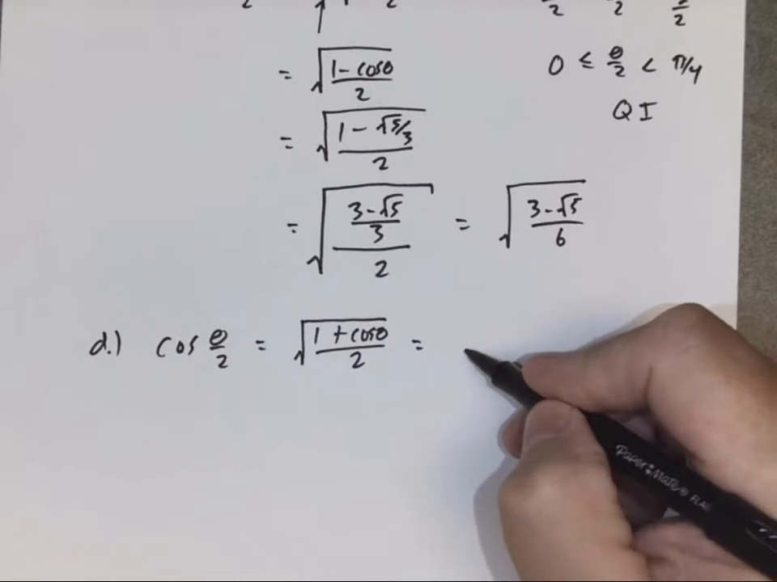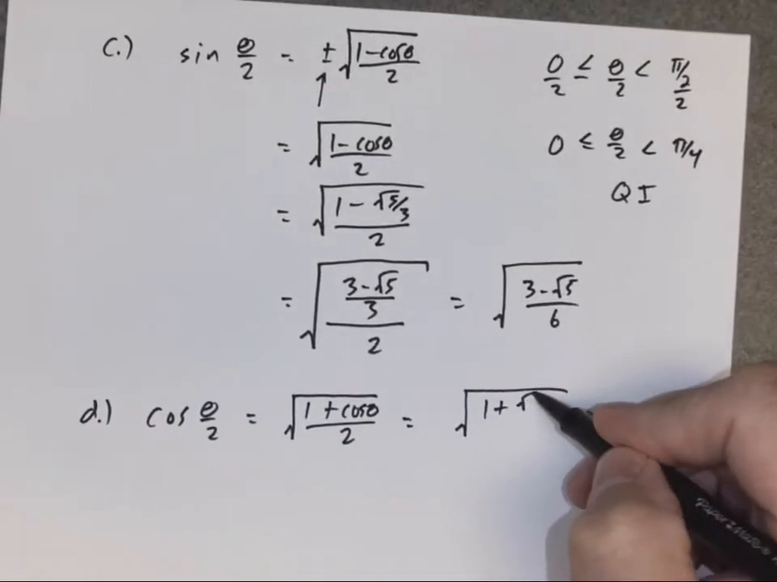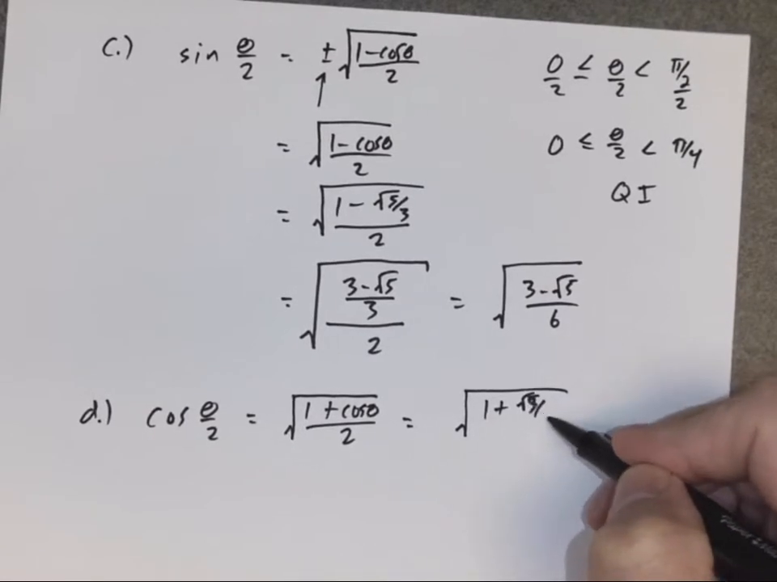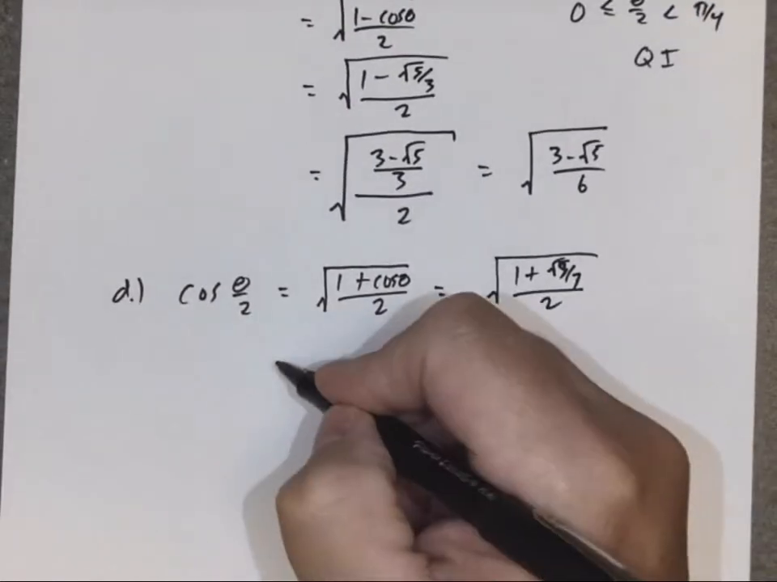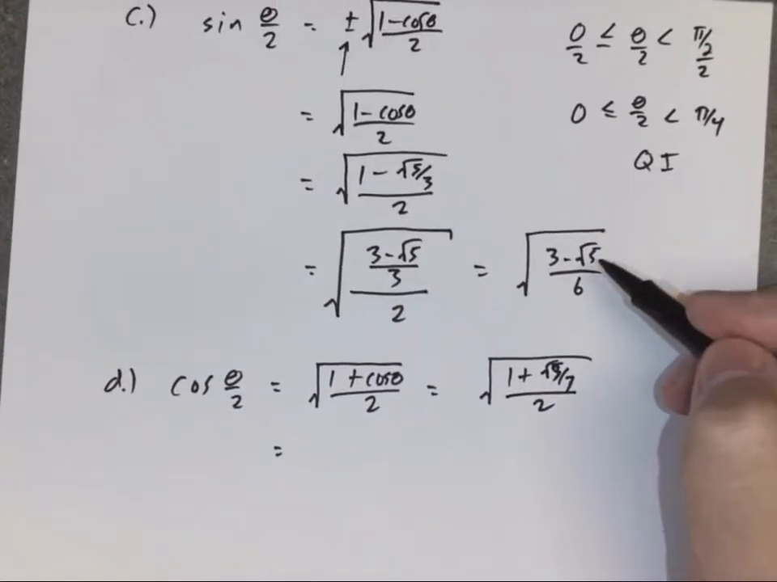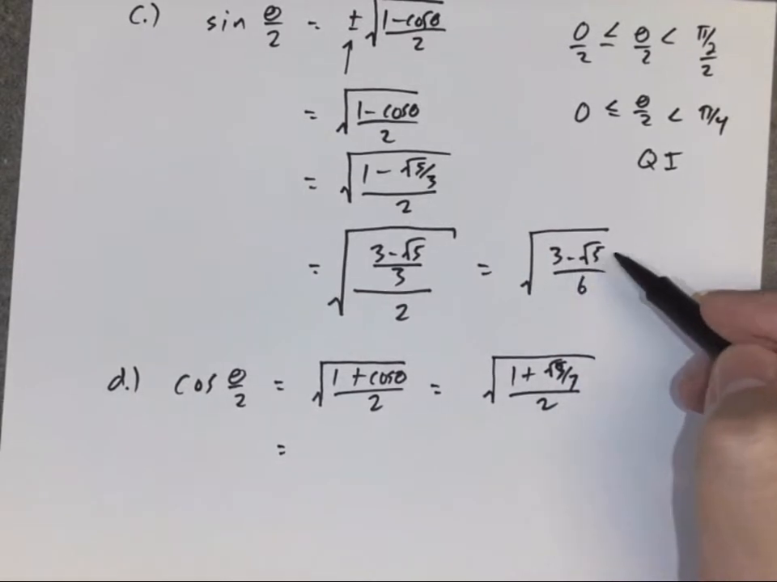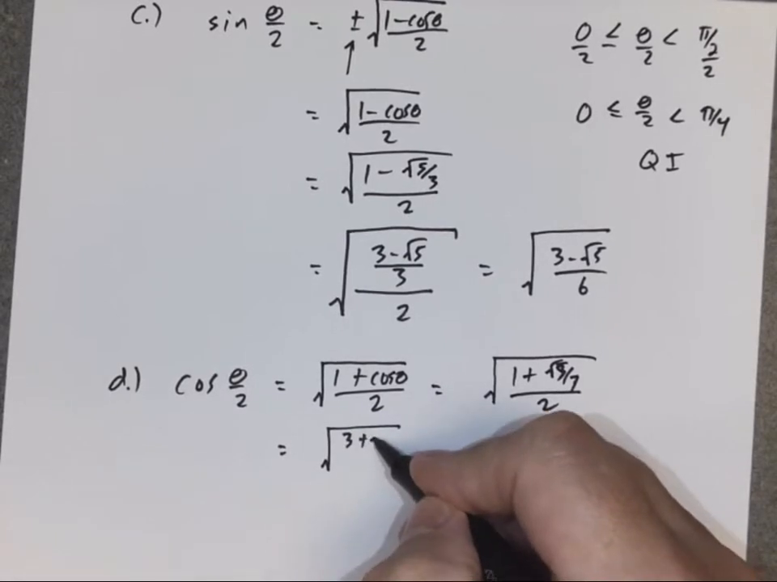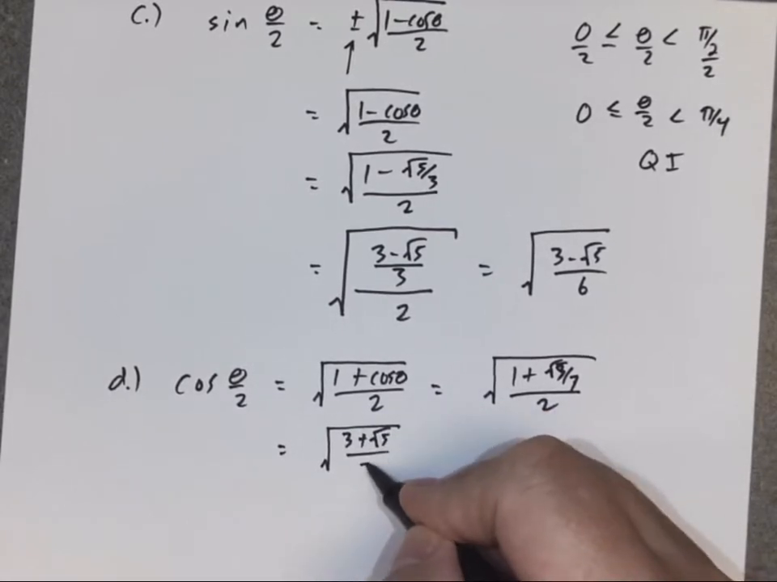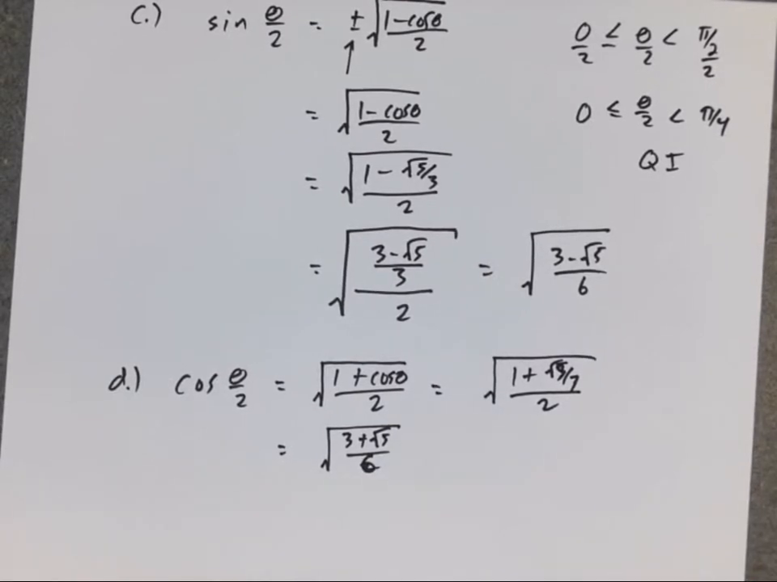Now it's just a matter of plugging in. Cosine theta is square root of 5 over 3. That whole thing over 2. Actually, if you go through the math, it ends up looking the same as this, except instead of a minus, it's going to be a plus. So you have square root of 3 plus square root of 5 over 6.